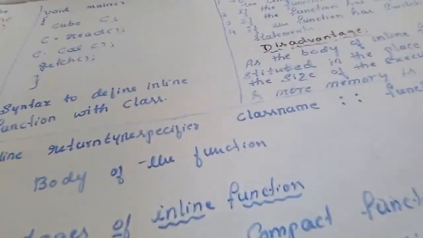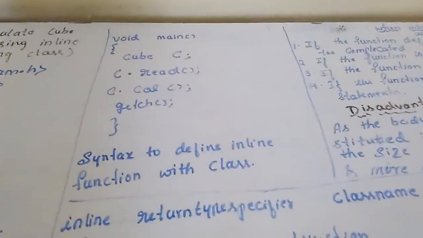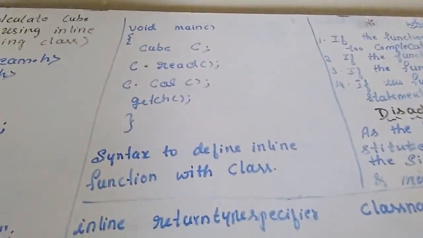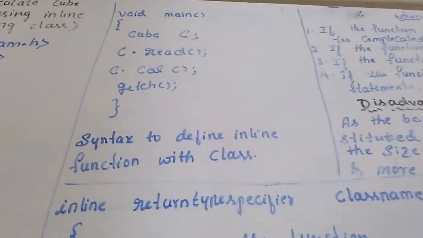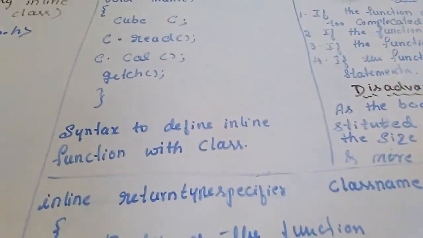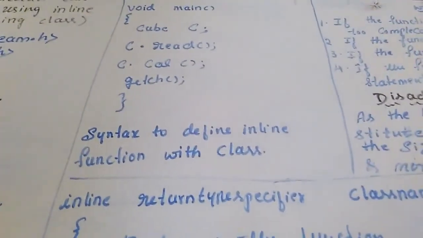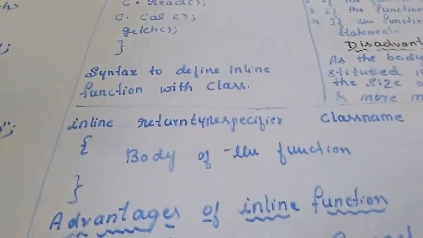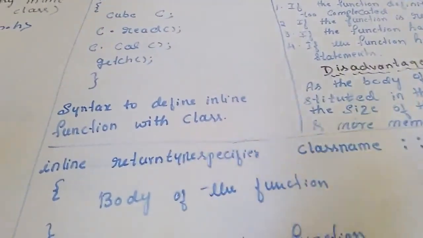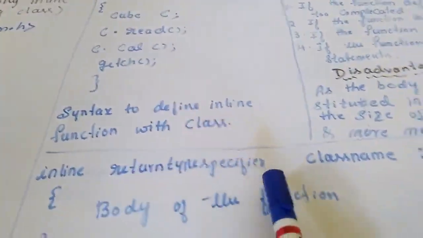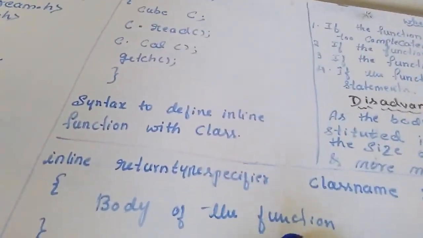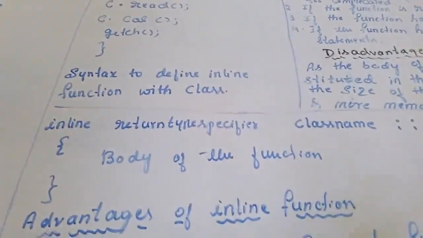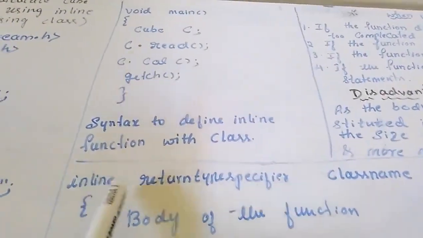Understood? Now, the syntax to define an inline function with a class. When we make any member function inline, how do we write the syntax? In the last class I showed how to write the syntax of an inline function definition without using a class. Now I show how to define it using a class. Inline is a keyword, then return type specifier, class name, scope resolution operator, function name, argument declaration, and body of the function. This is the same as defining a member function outside the class definition. The only difference is that you should add the keyword inline here. Understood?